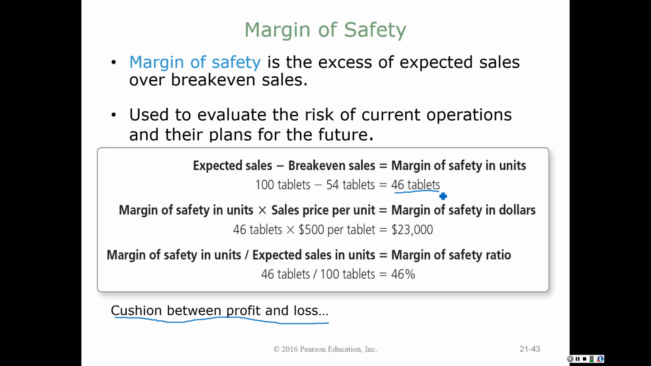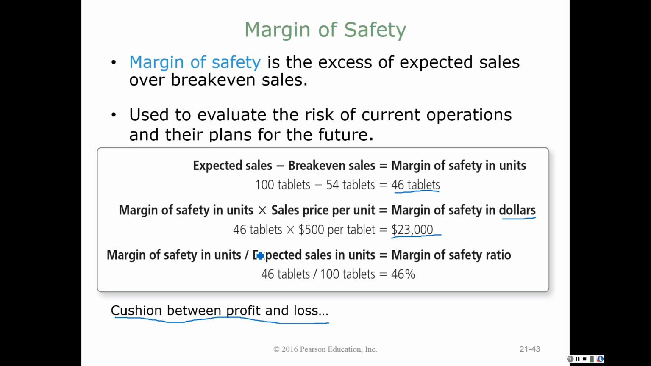Okay, so we can look at it in a per unit total, or we can look at it in dollars. If 46 tablets is our margin of safety in units, 46 times the sales price of our tablet, $500, means that my sales could decrease $23,000 from my expected sales before we are generating losses. This is the difference between expected and break-even, so my projected target profit versus break-even.